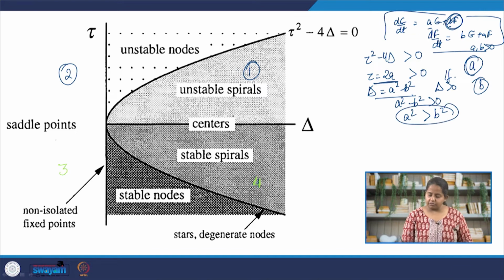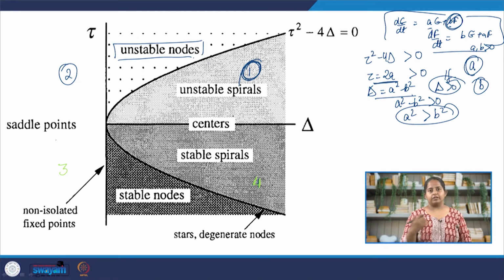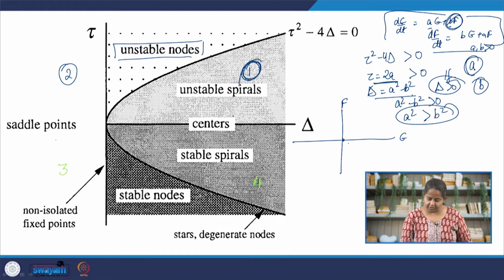So in this case, when a square is bigger than b square, we are dealing with a situation where delta is positive. So delta is positive, now we are in the first quadrant. Tau square minus 4 delta is positive, which means we are dealing with an unstable node. So now let's look at what happens to their friendship when we have an unstable node. 0, 0 is an unstable node. Here let's plot G, here let's plot F. 0, 0 is an unstable node, so it is going to repel.